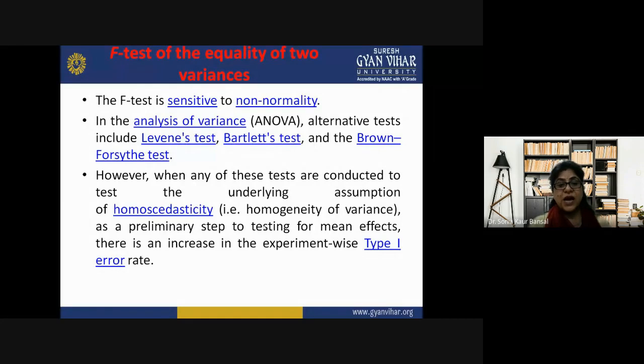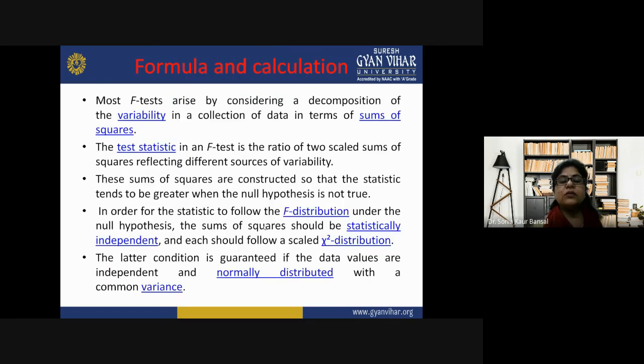of variance as a preliminary step to testing for mean effects, there is an increase in the experiment-wise type 1 error rate. So this is about the F-test of the equality of two variances, that it is sensitive to non-normality, and it works in the ANOVA also. Now, let's see the formula and calculation, how it is done.